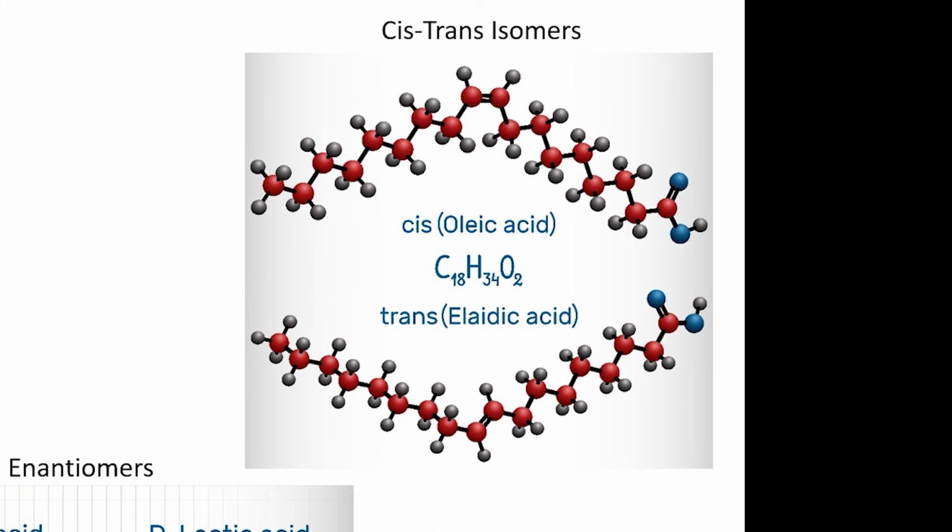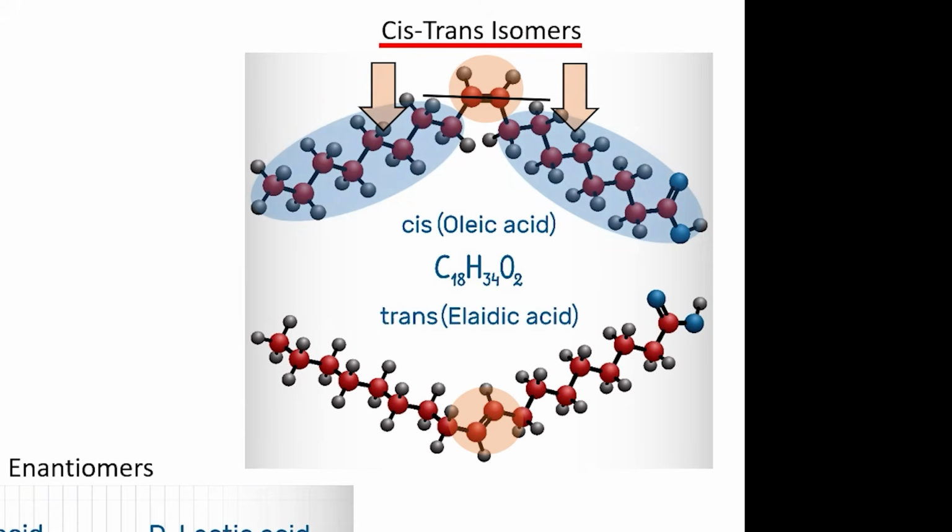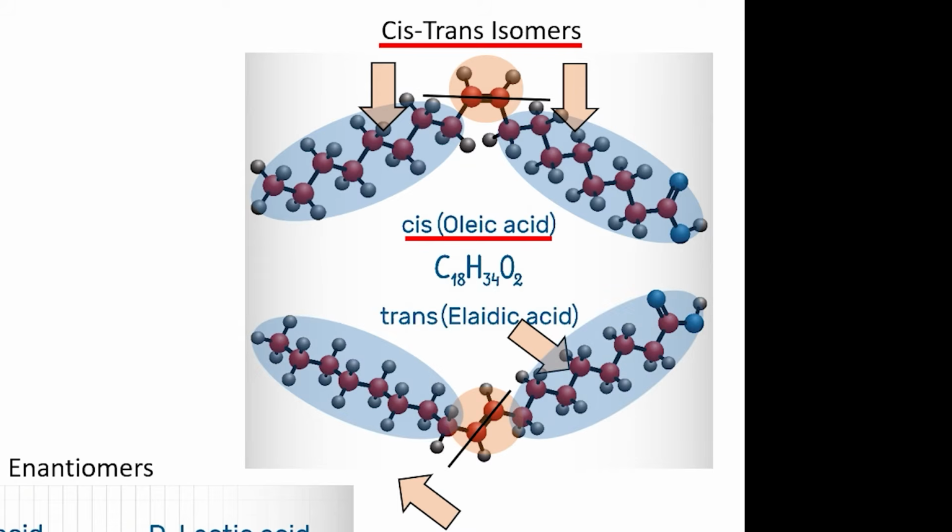Cis-trans isomers contain double bonds. Since double bonds are rigid and cannot rotate, this leads to different forms of a molecule based on where the various functional groups are attached. If the functional groups fall on the same side of the double bond, the molecule is called the cis isomer. If the functional groups are bonded on opposite sides of the double bond, they are known as trans isomers.